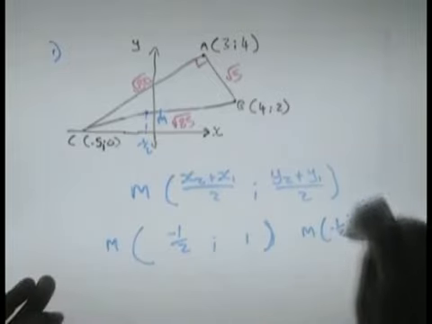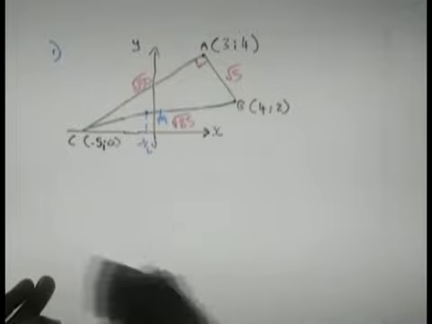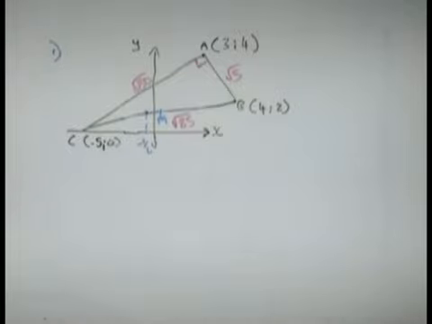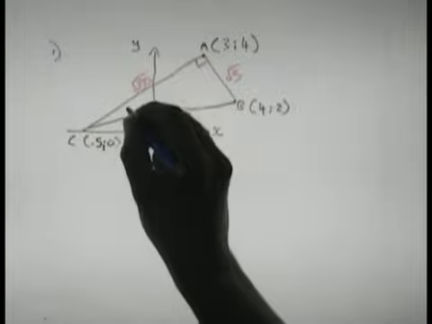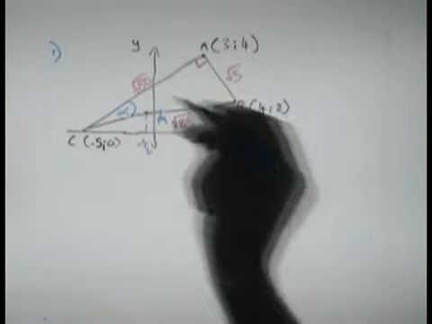The next question says, what is the size of alpha? And alpha, I forgot to draw it in, is over there between those two lines.